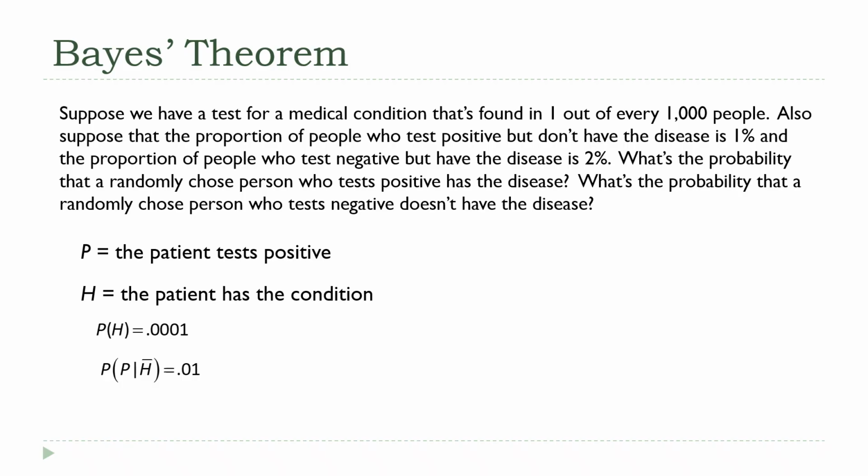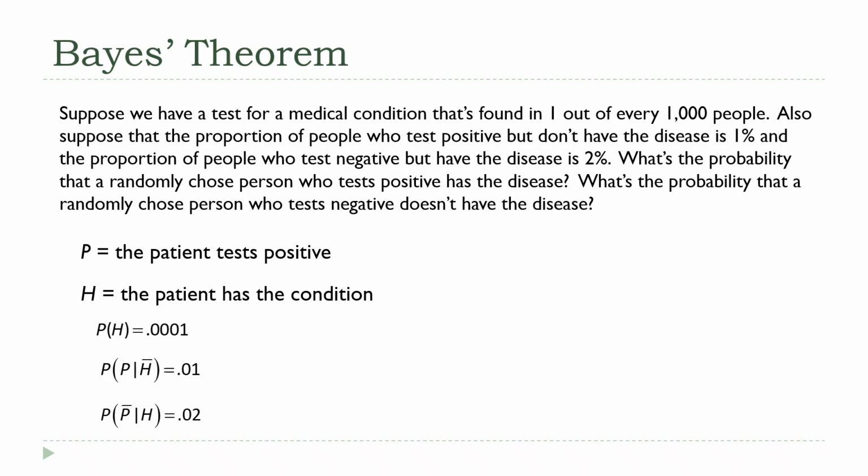Similarly, for the 2%, we know that the patient has the condition, and we're talking about the probability that they test negative. So that's P bar given H, which is 0.02.